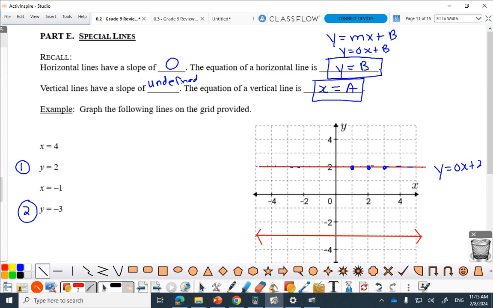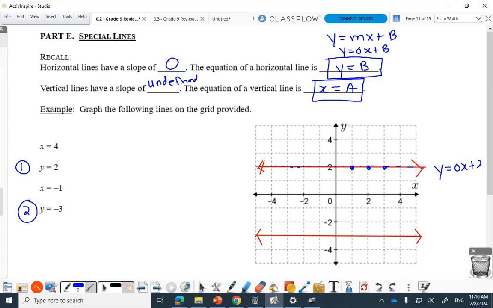Now forget undefined slope, forget dividing by 0, forget all of that stuff. That's all true. But if that is the line y equals 2, and that is the line y equals -3, what's the line x equals 4 look like? X equals 4. All the time. All the way through this line, x equals 4. Watch. X equals 4. X equals 4. X equals 4, 4, 4, 4.